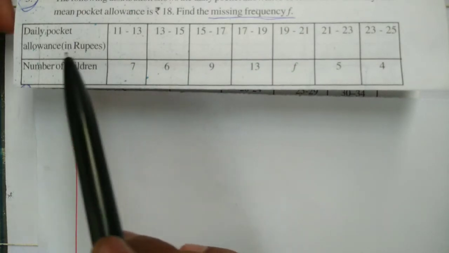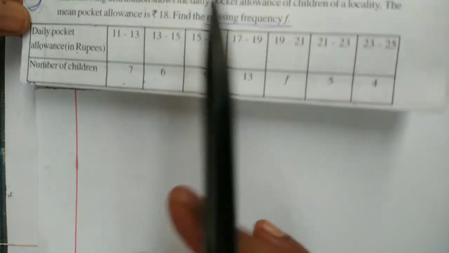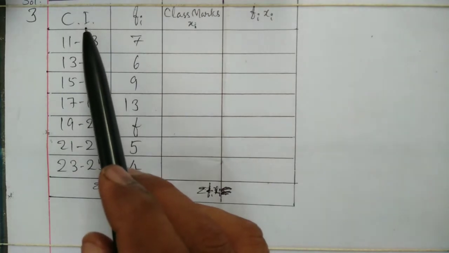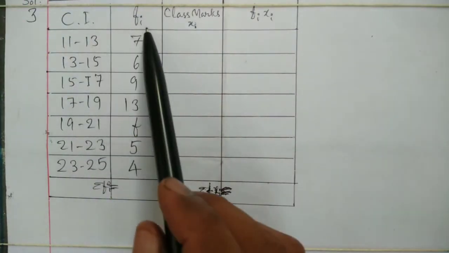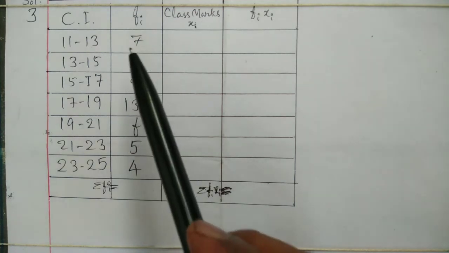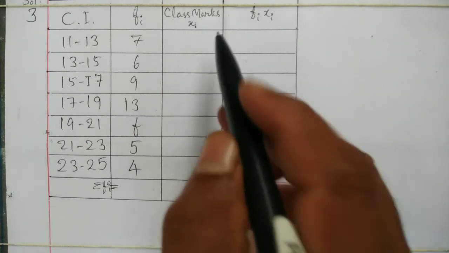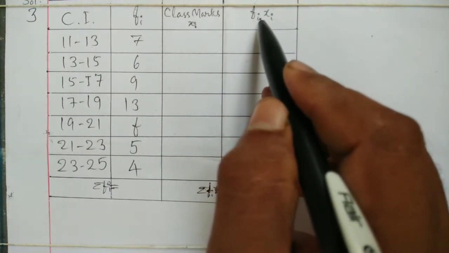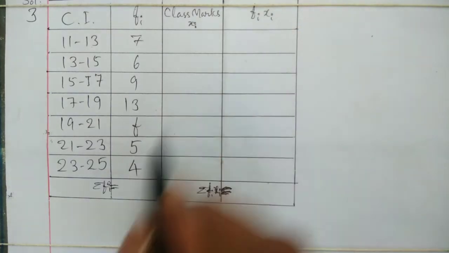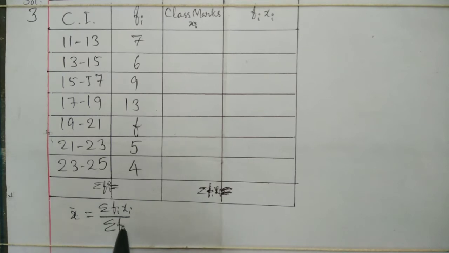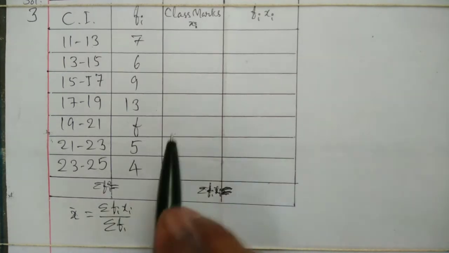First we have to arrange these rows as columns like this. This is the first one, class interval, second one, frequency, this class mark xi, and also find fi xi. Using the direct method, x bar is equal to sigma fi xi by sigma fi. We can solve this problem.